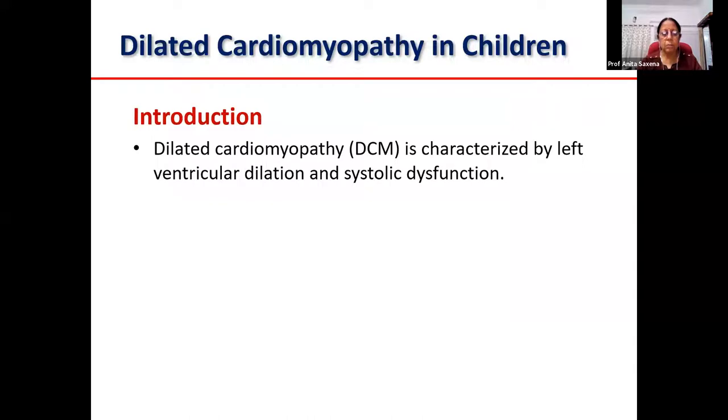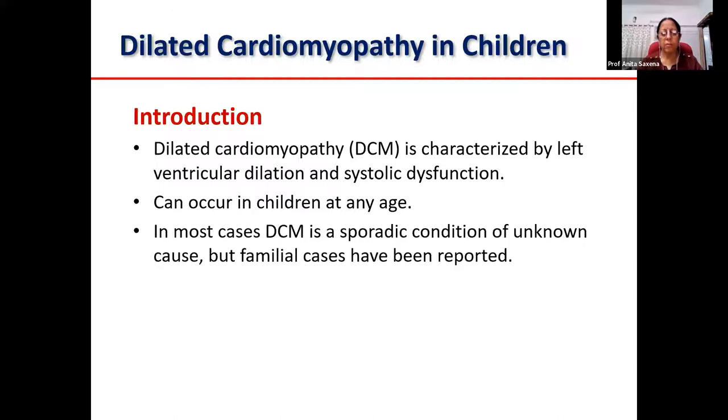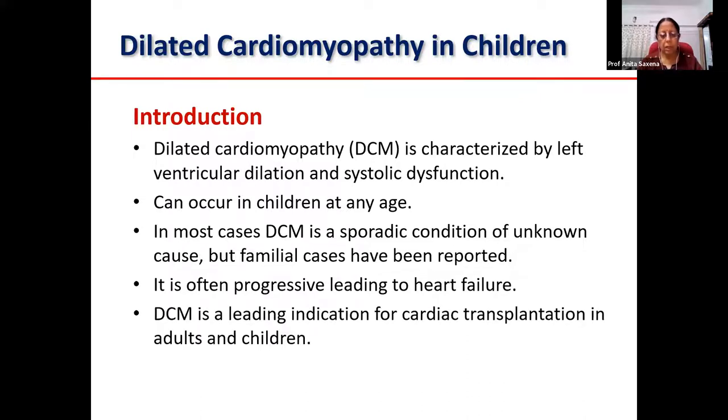So let me just introduce this subject. It is characterized by left ventricular dilatation and systolic dysfunction. It can occur at any age, although perhaps it is more common in the first year of life. In most cases, it is just a sporadic occurrence, but less than 5% of cases can give you a history of cardiomyopathy in their siblings. It is a progressive disease and often leads to heart failure, and that is the time when it comes to attention because the patient becomes symptomatic. In fact, it is the leading indication for cardiac transplantation in young adults and in children.